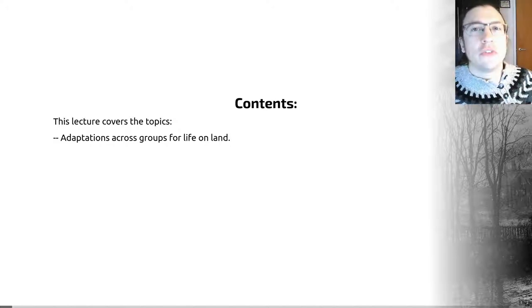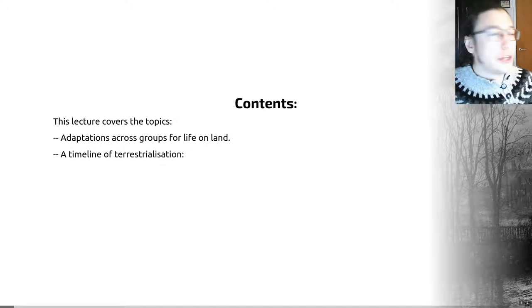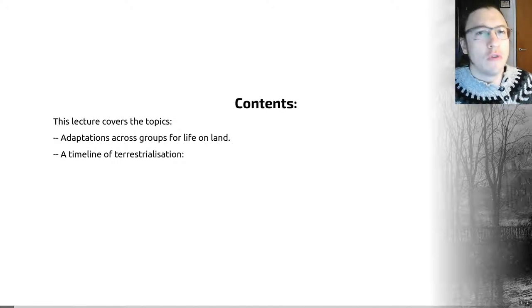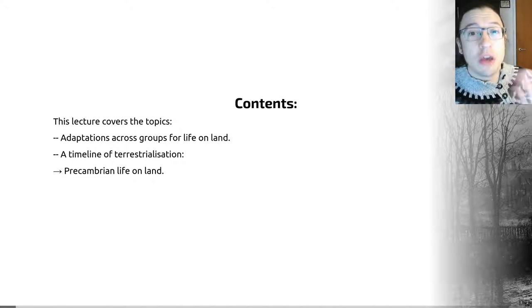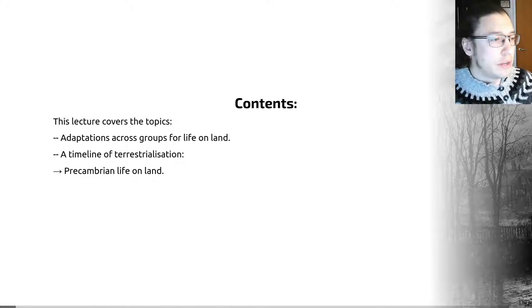So the adaptations that we associate with this process of moving to living on land, the process called terrestrialization. We'll then spend most of the rest of the lecture looking at a timeline of terrestrialization. So a nice chronological story through the different groups of organisms that have moved onto land. We'll start with Precambrian life on land. So before the Cambrian explosion, what organisms there were living on the continental surfaces of the early Earth. Those will make up the video portions of this week's session.